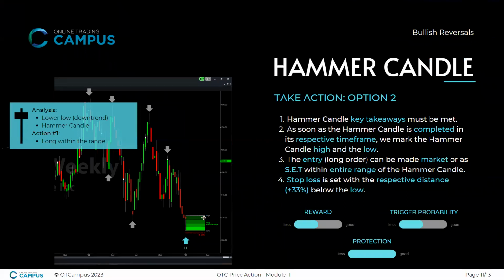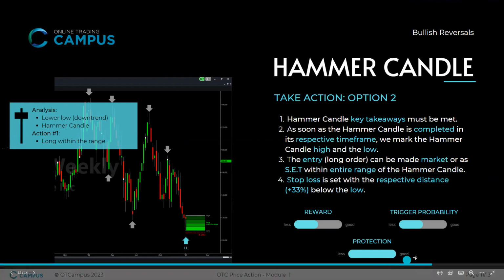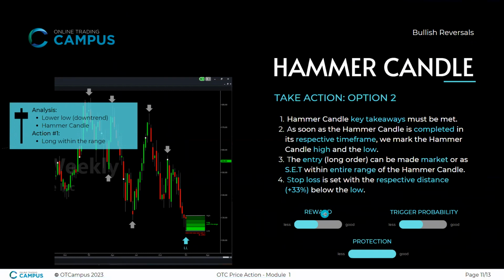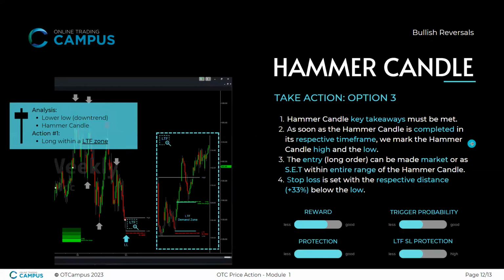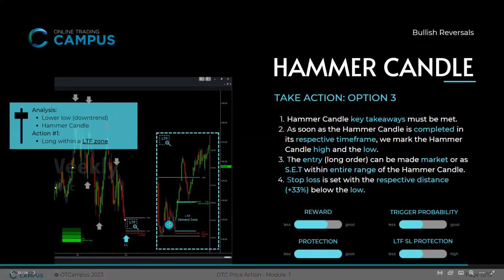Okay, we have now covered option 1. Option 2, you see here what is better and what is not so good, right? The difference is only the trigger probability and reward. Here more reward than option 1, but less trigger probability than option 1. Up to you. Number 3, and again this is our last option to buy the hammer candle. It looks a little bit different here.